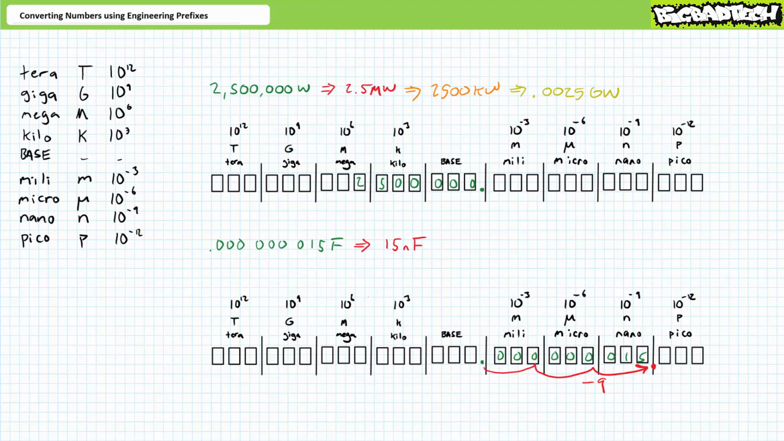Consider the number 0.000000015 farads. As we previously demonstrated, this can be most efficiently represented as 15 nanofarads using proper engineering format. Capacitors, a type of electrical component we'll explore in greater detail in later lectures, are specified in units of farads. Let's say we need a 15 nanofarad capacitor to finish up the killer robot we're working on.